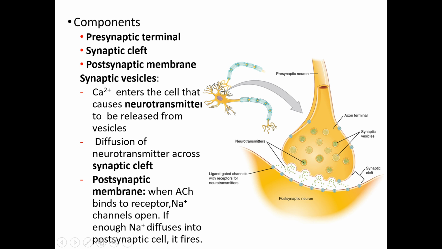That portion of the presynaptic neuron is called presynaptic terminal. Then we have that tiny space between two cells, and it's called synaptic cleft. And postsynaptic membrane. It has a lot of proteins embedded in it, protein channels. Inside of the presynaptic terminal, there will be synaptic vesicles, tiny vesicles containing a substance called neurotransmitter.